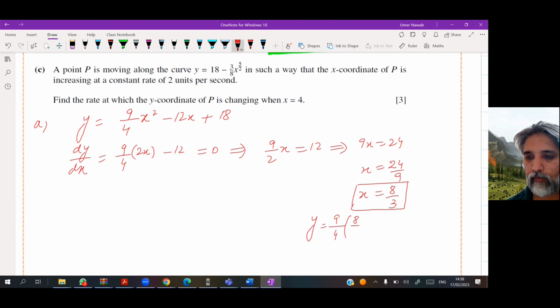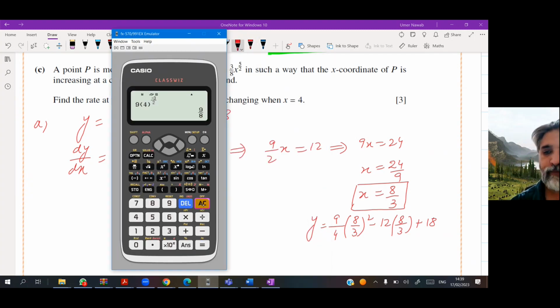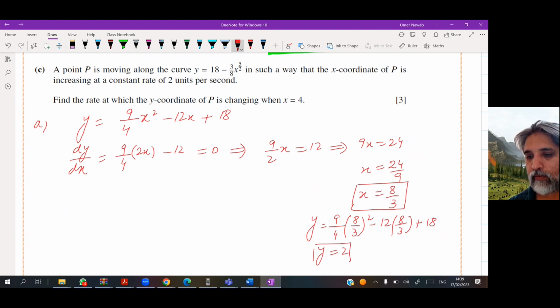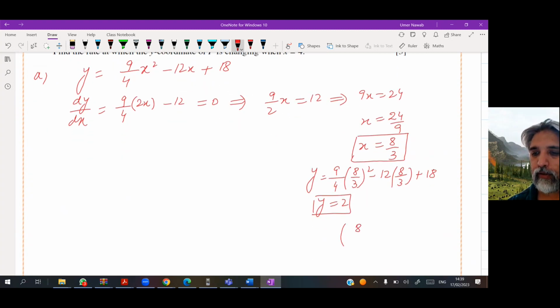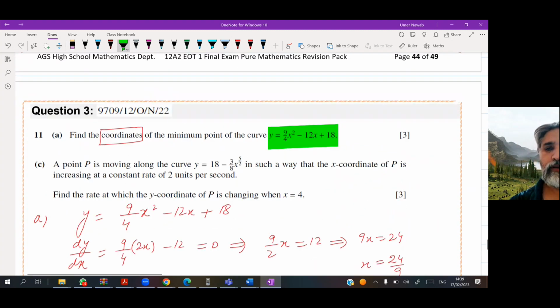9 over 4, 8 over 3, whole squared, minus 12, 8 over 3, plus 18. Use calculator. 9 over 4, bracket open, 8 over 3, bracket close, squared, minus 12, fraction 8 over 3, plus 18, and it gives us 2. So we found the coordinates, 8 over 3 and 2, which was the minimum point.